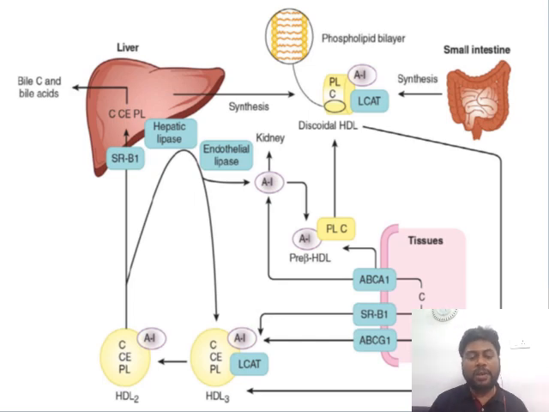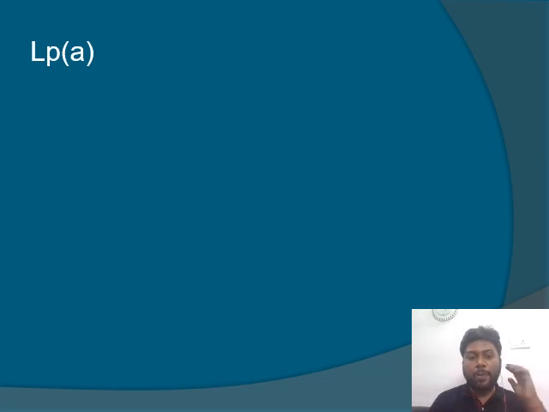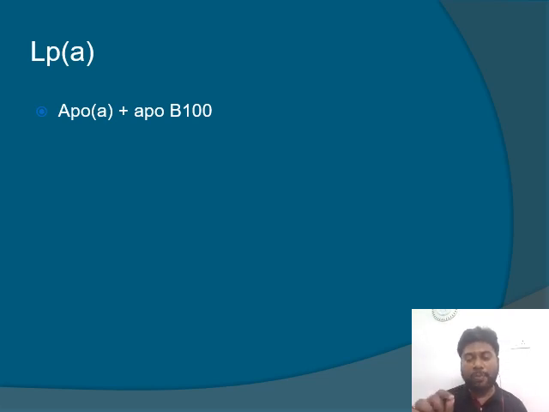Along with HDL metabolism, let me discuss one more minor lipoprotein, which is lipoprotein A. This lipoprotein A is made up of apolipoprotein A, which is linked to ApoB100 by a disulfide linkage. Here this Apo(a) is small a. It is not the capital ApoA seen in HDL and chylomicrons, which is used for activating the LCAT enzyme. That is different and this is different. This Apo small a is linked to ApoB100. Along with that, a few lipid molecules will also be there.